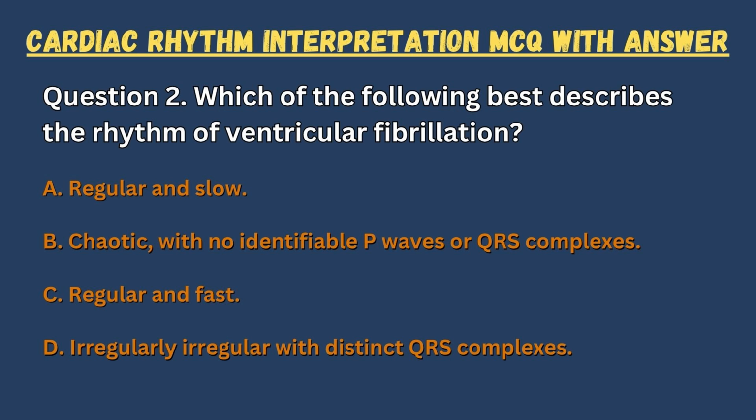Question 2. Which of the following best describes the rhythm of ventricular fibrillation? A. Regular and slow. B. Chaotic, with no identifiable P waves or QRS complexes. C. Regular and fast. D. Irregularly irregular with distinct QRS complexes.